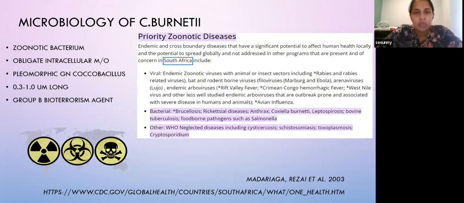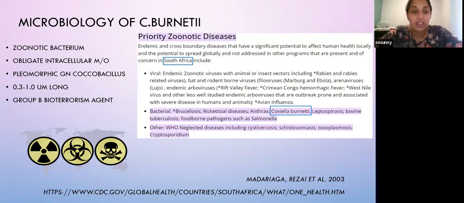So each country has their own priority list, and in South Africa, under bacterial, Coxiella burnetii falls under one of our priority zoonotic diseases. These diseases have the significant potential to affect human health locally and to spread globally. Like I said, it is an obligate intracellular microorganism. It proliferates within the phagolysosome environment of host cells, and we'll see that a bit later when we discuss the pathophysiology of Coxiella. Like I said, it's a pleomorphic gram-negative coccobacillus, and it's about 0.3 to 1 micrometers long.